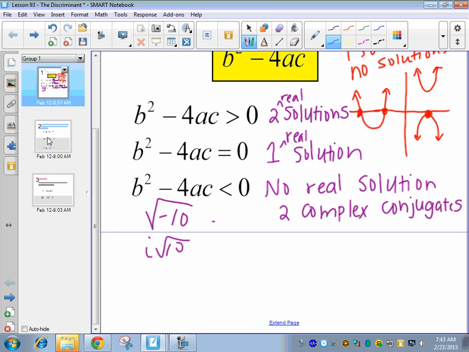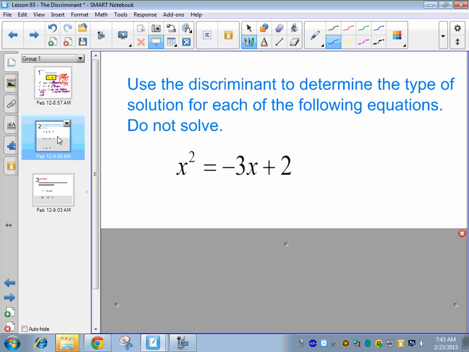So let's try it. We'll try one of each here. Use the discriminant to determine the type of solution for each of the following equations. Do not solve. So we actually don't have to find the solutions, which would be doing the quadratic formula or factoring or completing the square. We don't have to do any of that. We just have to say, are there 2 solutions, 1 solution, or no solutions? So all we have to do is b squared minus 4ac.